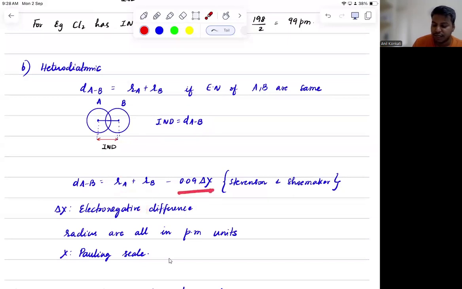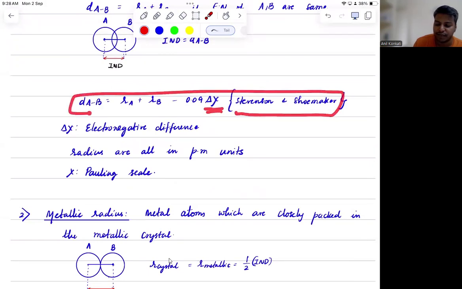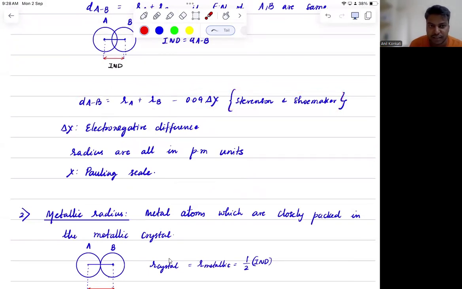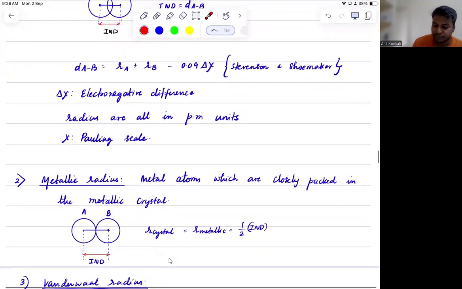So 0.09 into delta x. Delta x is nothing but electronegativity difference. This is called the Stevenson and Shoemaker formula. Again, direct questions will come, guys. Learn the formula clearly. Sorry, not Armstrong's. I mean picometers.